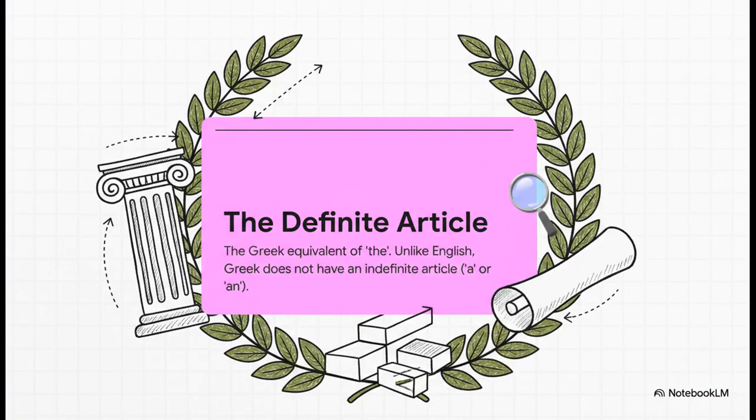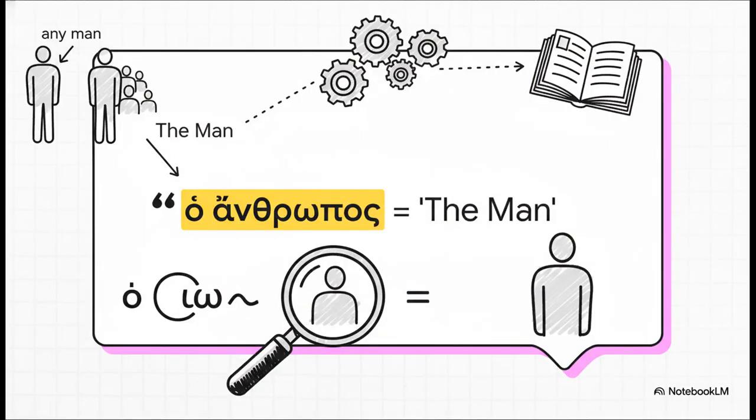So what are we even talking about here? It's simple, really. It's just the Greek version of our word the. But what's really interesting is that Greek has a word for the, but it doesn't have a word for a or an. And that's a pretty big difference right out of the gate. Okay, check this out. Here's its most basic job in action. You've got the article here, and it hooks up with the noun for man. Together, they don't just mean any man, they mean a specific one, the man.